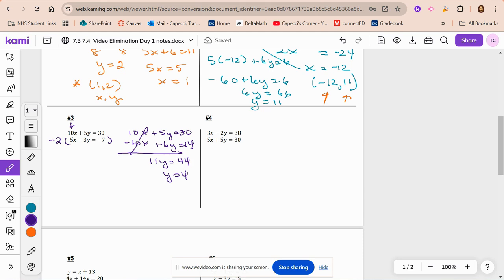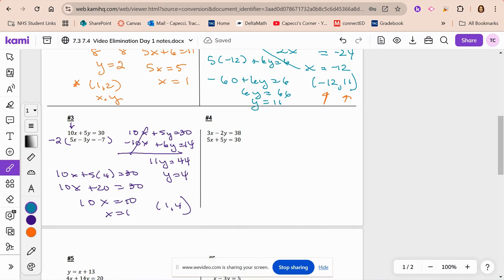I'm going to go back into either original equation. Doesn't matter which one. I'll do the first one. 10x plus 5 times 4 is equal to 30. So 10x plus 20 is equal to 30. And 10x is equal to 10. So x is equal to 1. So our solution to the linear system is 1, 4.